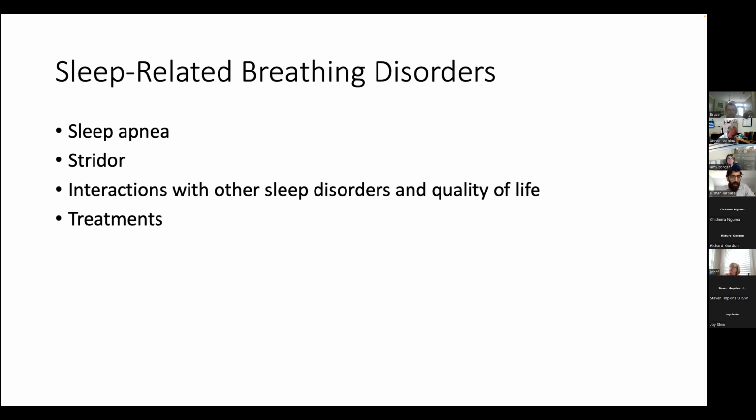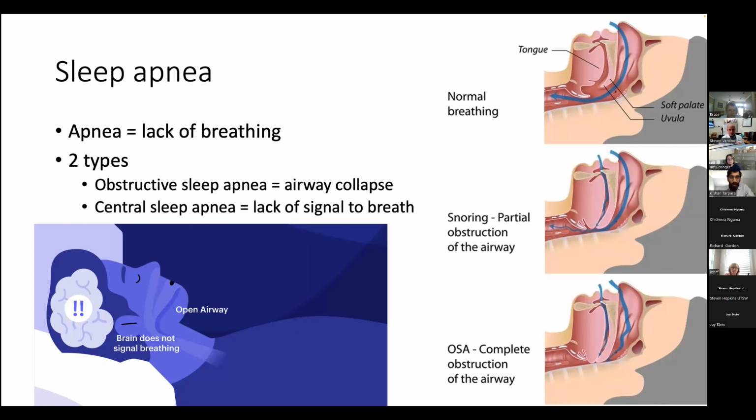So that's a good transition to sleep-related breathing disorders. The main one people are probably familiar with is sleep apnea, but in MSA specifically, there's something called stridor, and how this interacts with other sleep disorders, and we'll talk about some of the treatments as well. So sleep apnea means lack of breathing during sleep. There are two main types of sleep apnea: obstructive sleep apnea and central sleep apnea.